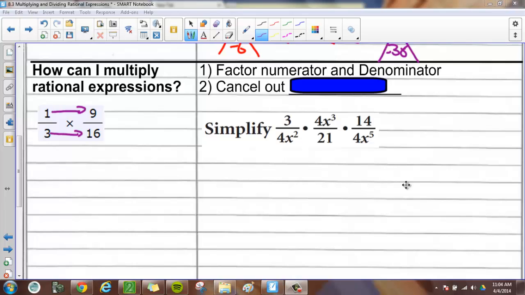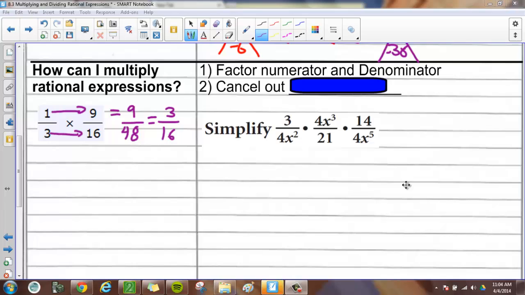So in this situation, you have 1 times 9, which is equal to 9, and you have 3 times 16, which is obviously equal to 48. Hopefully I did that right in my head. So we get 9 over 48, and if we simplify that down, I think you can pull a 3 out of each of those. We have 3 over 16, I think, is the simplified version of that.